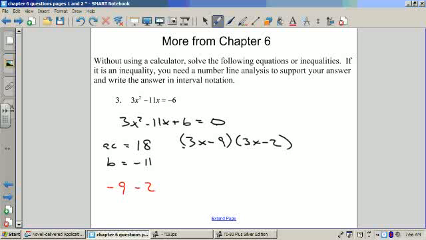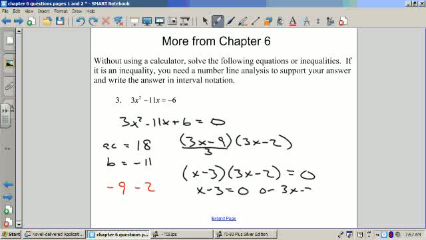Look for the greatest common factor. I've got a common factor of 3 here. I can write this as 3 times x minus 3 times 3x minus 2. Well, that has to be equal to 0. If a product is equal to 0, one or the other factors has to be equal to 0. So either x minus 3 equals 0 or 3x minus 2 equals 0.